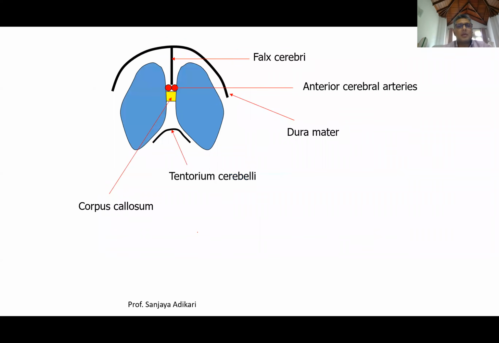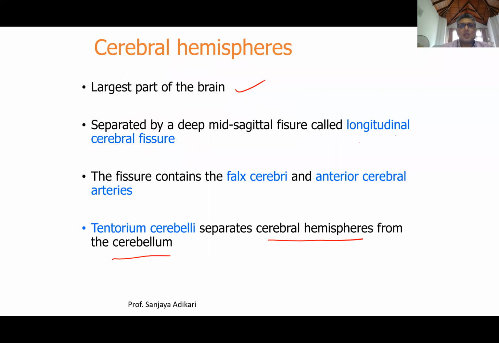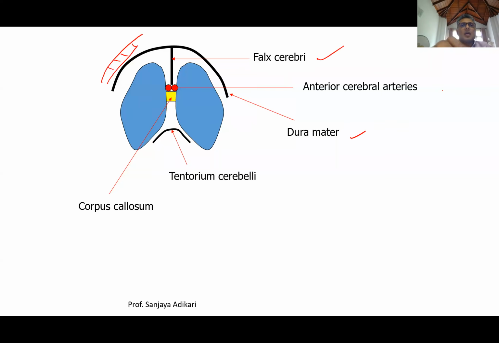Now, this is how it happens. This is a coronal section of the brain. You know what a coronal section is. You cut it like this, across. In a coronal section, this is how you see the dura mater. So this is the dura mater. You get the skull outside this. Then this is the falx cerebri. I said it's an extension of the dura mater, and it passes into the longitudinal fissure. So this is the longitudinal cerebral fissure.